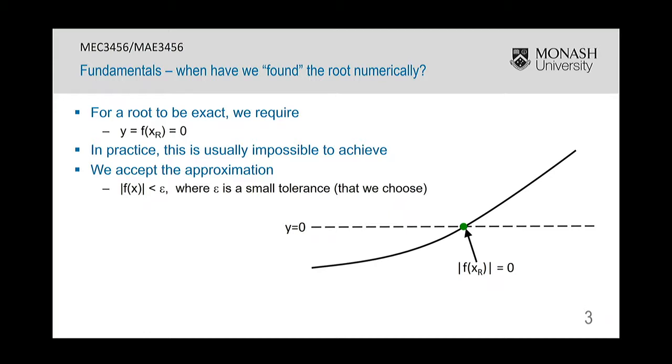So we're going to have to accept an approximation. And so what we say is, if the absolute value of the function at some value of x is less than epsilon, where epsilon is a small tolerance, and we can choose that to be whatever we like, then we're going to say we've found the root. So at this value x minus across here, that function value is equal to negative epsilon, but the absolute value is less than epsilon. And on the right hand side we'll have an x plus, where the function value is equal to epsilon.